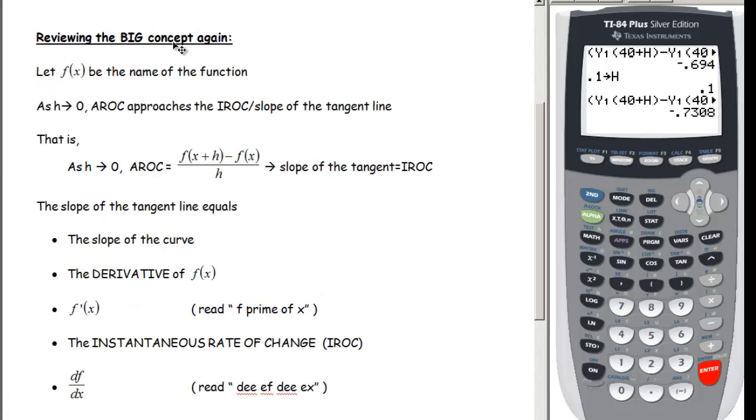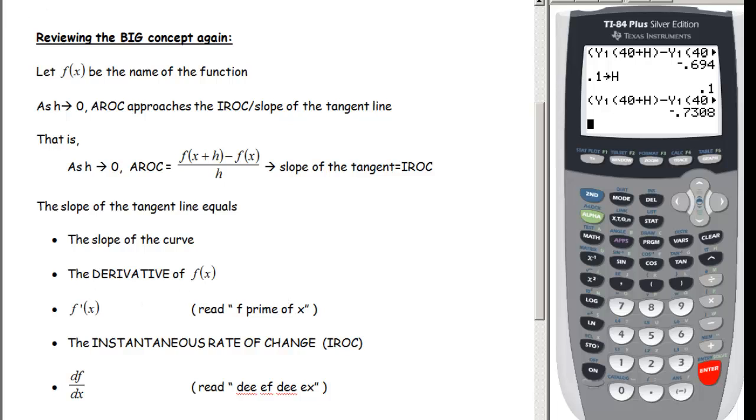Let's look at this again. Our big concept is that we're trying to find the instantaneous rate of change. So as h approaches 0, the average rate of change approaches the instantaneous rate of change, which is the slope of that tangent line. So as h approaches 0, the average rate of change, which is f of x plus h minus f of x over h, is going to approach the slope of that tangent, which is the instantaneous rate of change. And the slope of that tangent line equals the slope of the curve, the instantaneous rate of change of the curve.